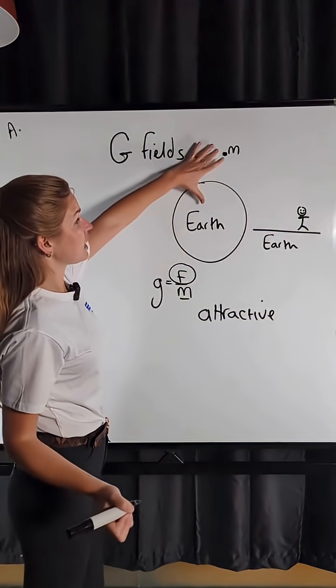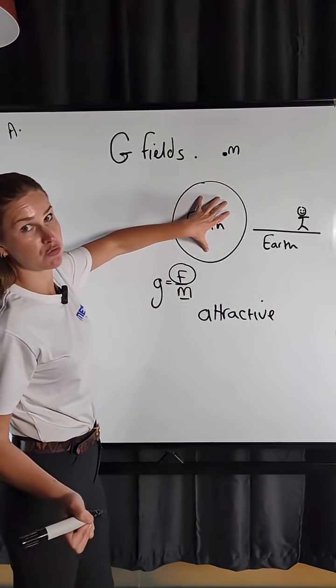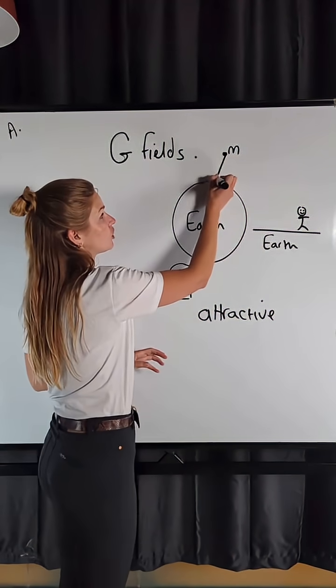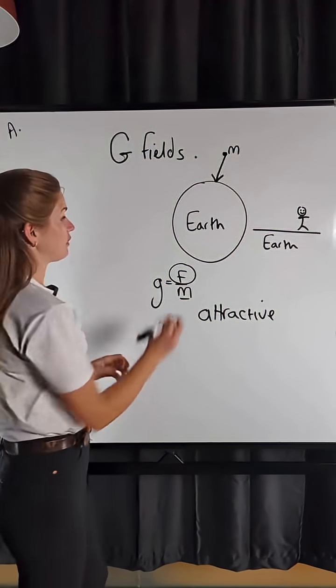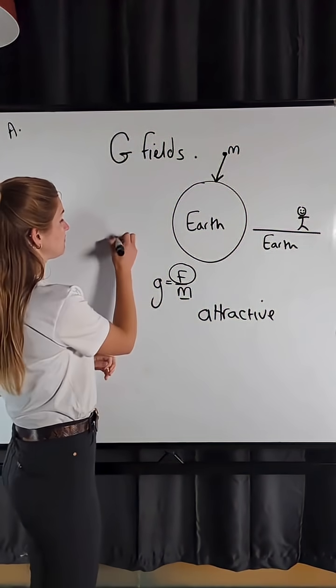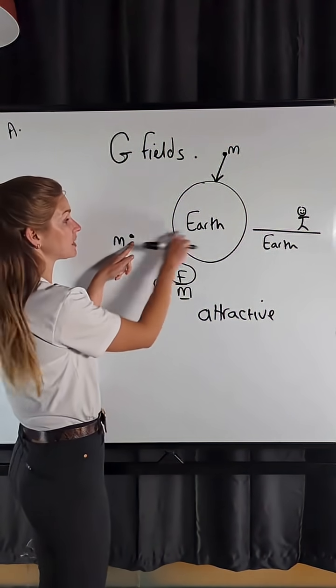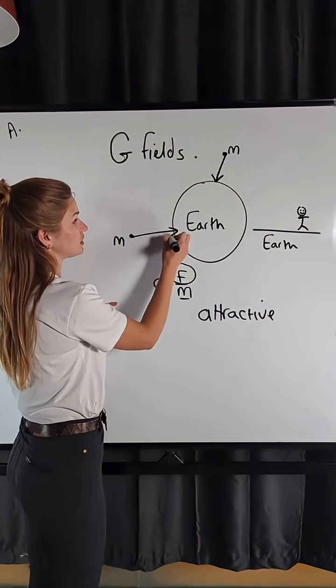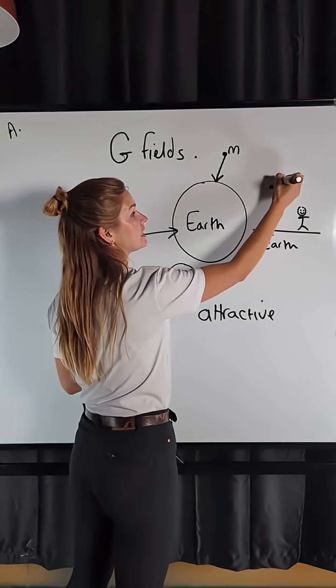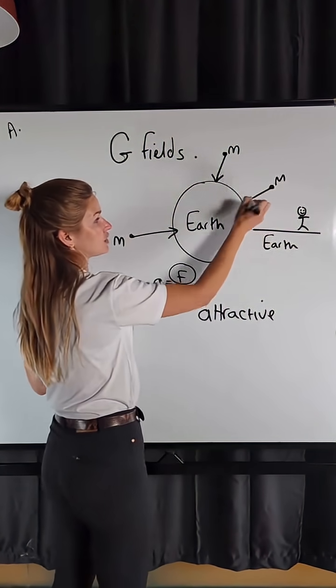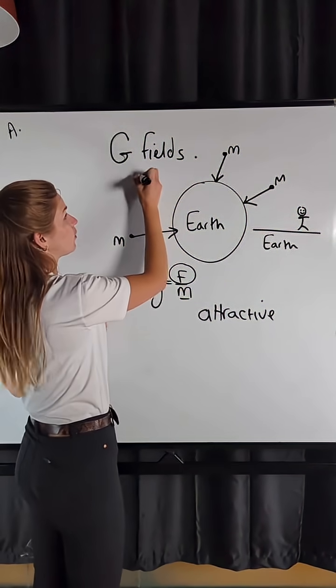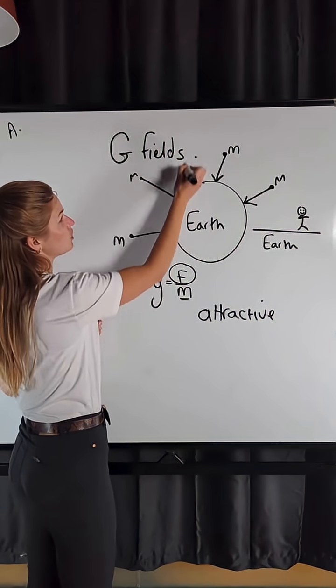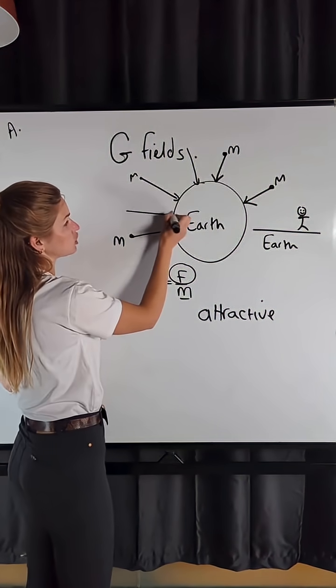So this mass is going to get pulled towards the big mass of the Earth. So what's going to happen is it's going to move down towards that Earth. If I put the mass over here, again, this unit mass is going to get attracted towards the Earth, so it's going to move in this direction. If I put the mass here, again, it's going to get attracted towards the Earth, and move in this direction. So what you can see is that no matter where we put the mass, it's always going to move towards the center of the Earth.